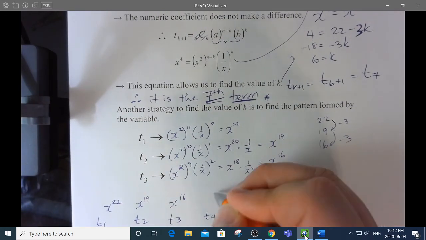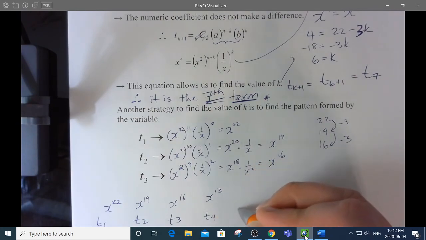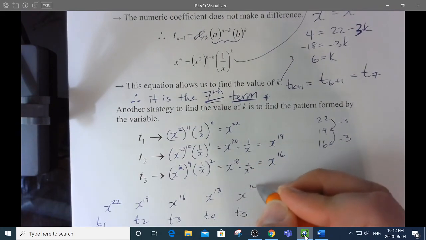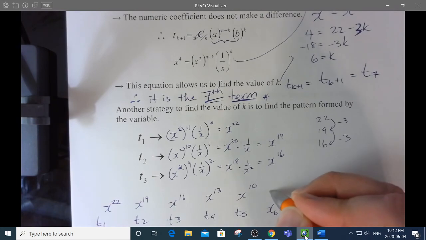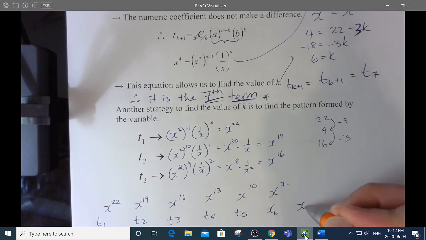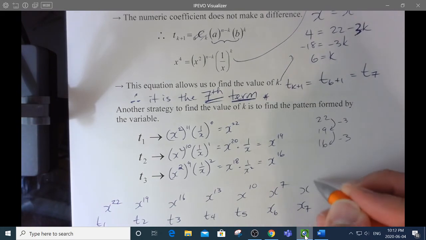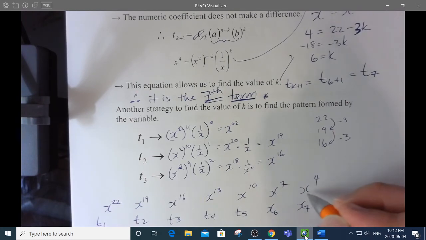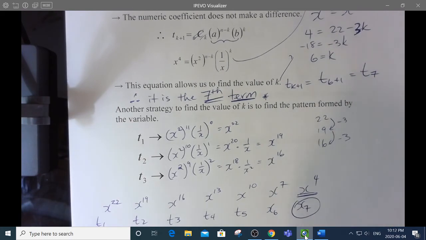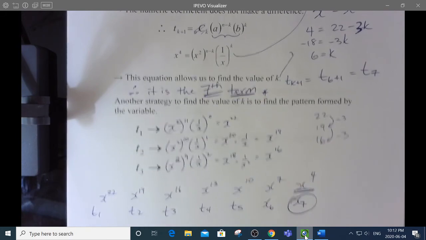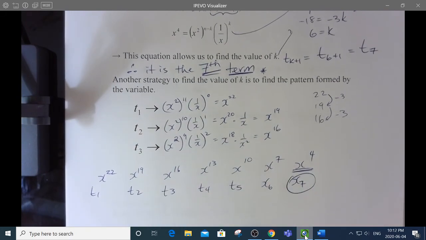So the fourth term would be x to the 13. My fifth term would be x to the 10. My sixth term would be x to the 7. And my seventh term would be x to the 4. And ding, ding, ding, I wanted the term that had x to the 4 in it, so I stop. Some people do this method even more sophisticatedly.